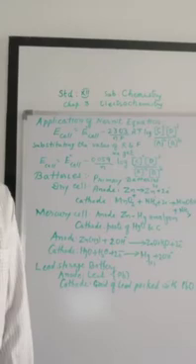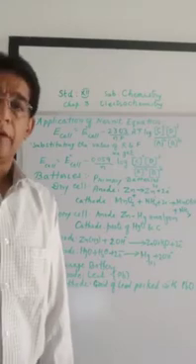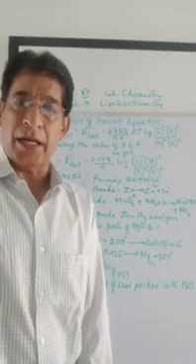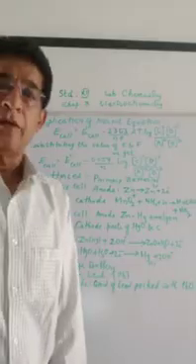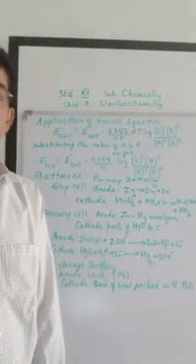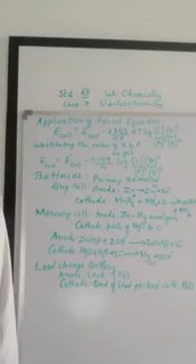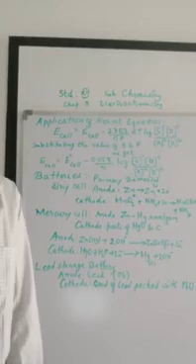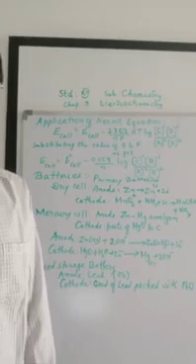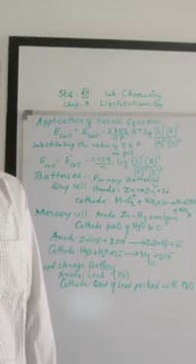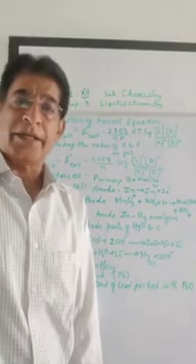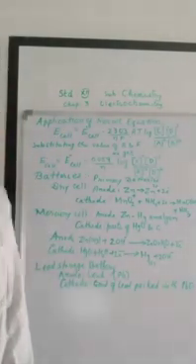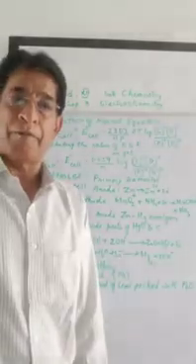There are two types of batteries: one, primary batteries, and second, secondary batteries. First, primary batteries. Primary cells are those which can be used so long as the active materials are present. Once they get consumed, the cell will stop functioning and cannot be reused. Examples: dry cell or Leclanché cell, and mercury cell.